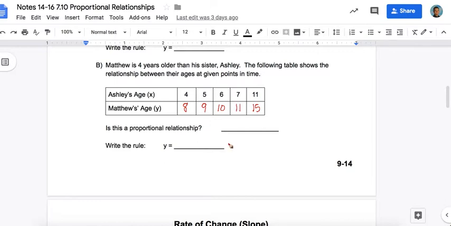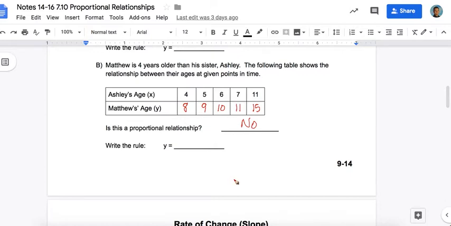So is this a proportional relationship? Well, it looks like we're multiplying here because 4 times 2 is 8. But let's see if we multiply by 2 here. Is 5 times 2 9? No. Is 6 times 2 10? No. So it's not times 2. So if you're not multiplying by the same number all the way through, then it's not proportional. So this is no. This is not proportional.